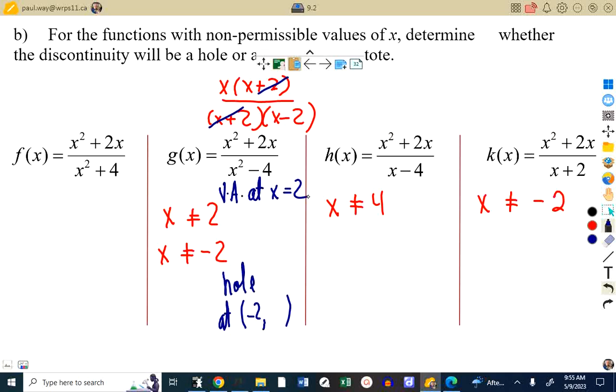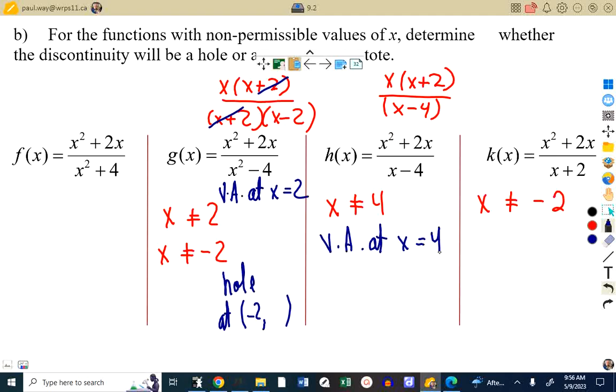Over here, this expression is x times x plus 2 over x minus 4. That denominator factor of x minus 4 that produced the non-permissible value of 4 does not cancel, which means we have a vertical asymptote at x equals 4. And I'm not going to spend class time today graphing these on the graphing calculator, but you can certainly play around with any of these and see what's going to happen.